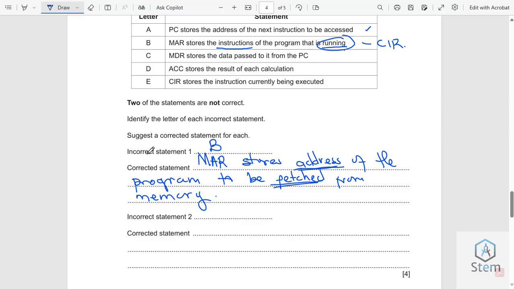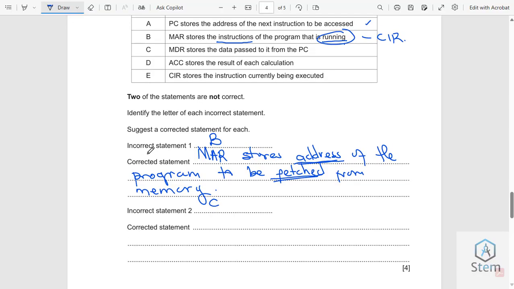All right. Then we go to C. MDR stores the data that is passed to it from the PC. The PC stores addresses, so it cannot pass data to MDR. No. MDR's purpose is to store data that is coming from the memory. And by memory, we are referring to the RAM. So C is also incorrect here.